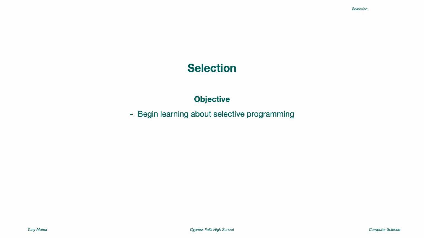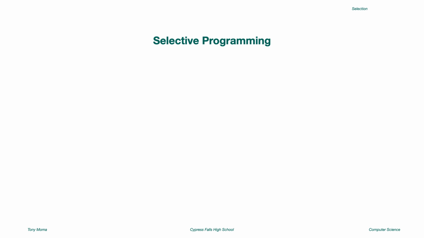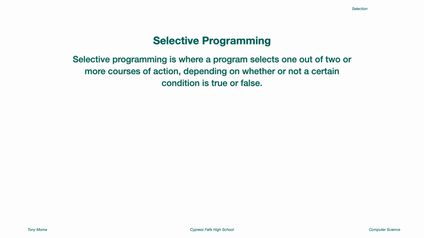Selection. In this video, we will begin learning about selective programming. Selective programming is where a program selects one out of two or more courses of action, depending on whether or not a certain condition is true or false.